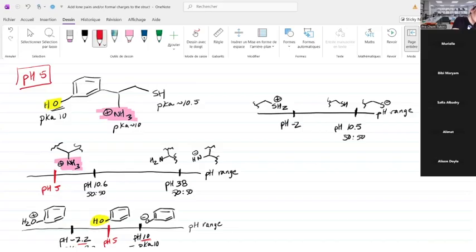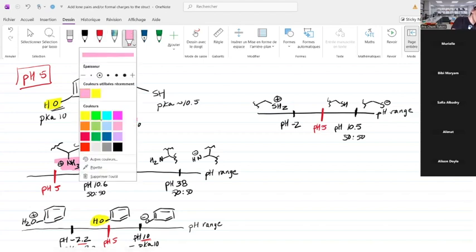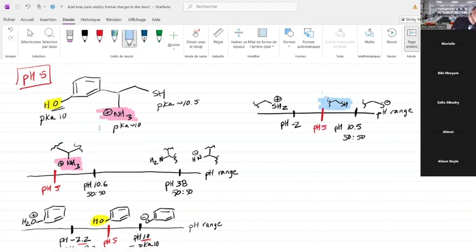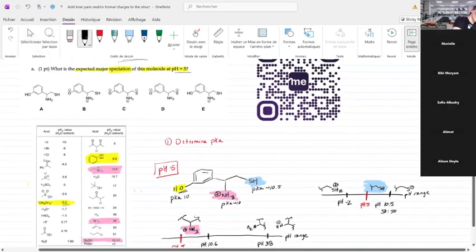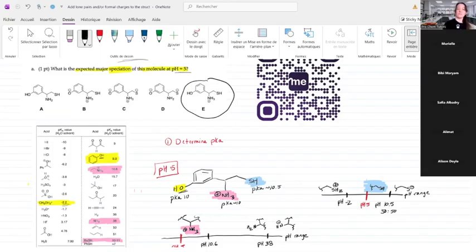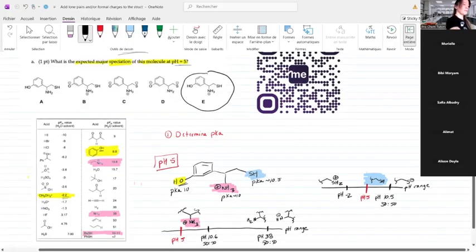And so again, the question asks for pH 5. And so we look at which species is at pH 5. It's in this bracket, so we know that it's going to be the thiol. So this is how you answer this question, and we can tell that the correct answer would be E. All right. So that is our acid-base question directly taken from a past midterm.